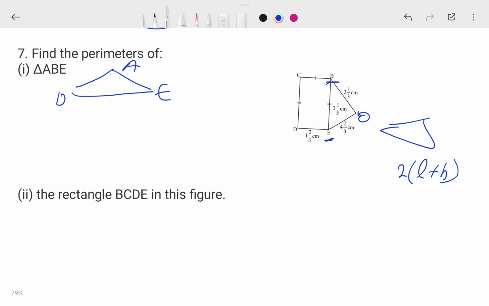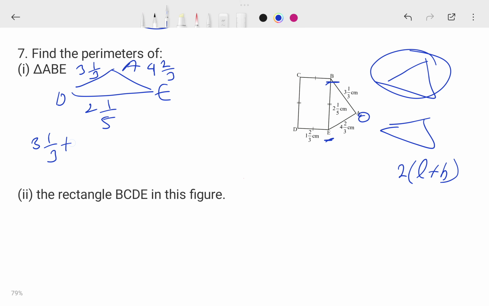The sides are given here: this is given 3 1 by 3, this is given 2 1 by 5, and this part is given 4 2 by 3. Now what we have to do: all sides are given, so we will add them like that. So this is 3 1 by 3 plus 2 1 by 5 plus 4 2 by 3.